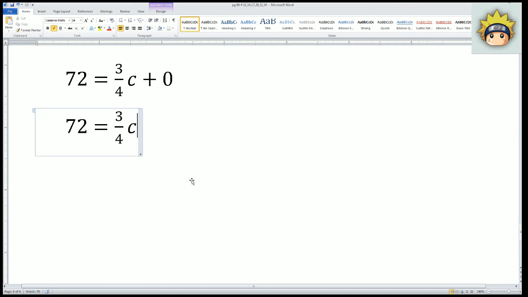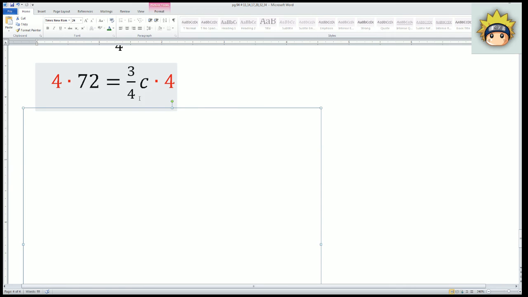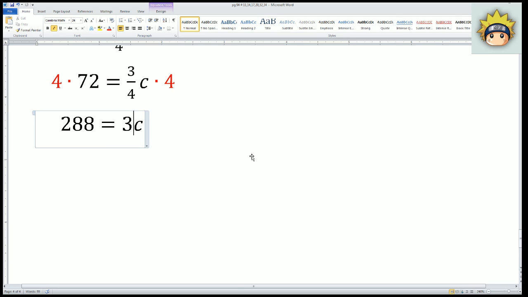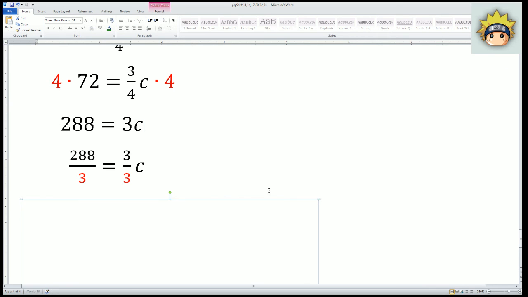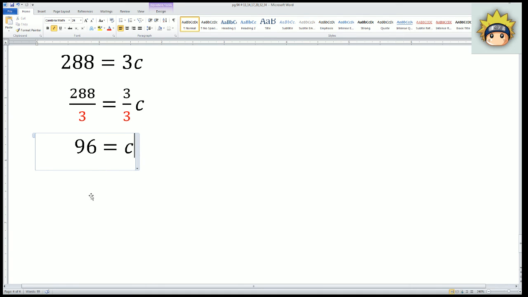I have 3 over 4 c. You could do this in one step, but I'm going to show it in two. First I'm going to get rid of the divide by 4 by multiplying by 4, on both sides. 4 times 72 is 288. That equals 3c. This is still attached via multiplication, so I'm going to divide both sides by 3. 288 divided by 3 is 96. So c equals 96. And these are your homework solutions.